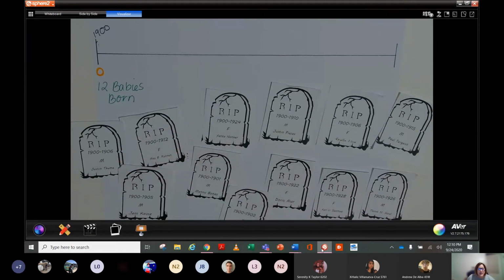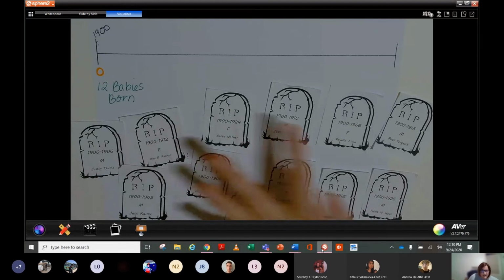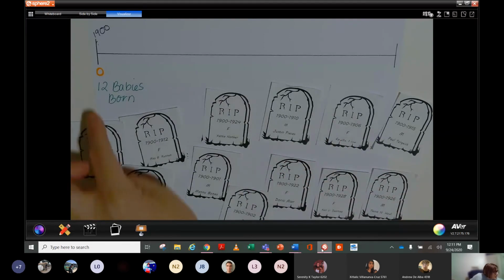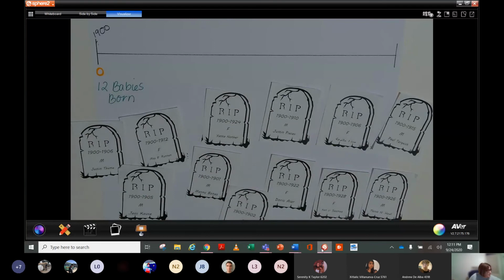So we go out to an old cemetery, and let's say I found 12 tombstones where everybody was born in 1900. So basically, according to this, in this area with these tombstones, there were 12 babies born. So that starting point, 1900. If you look, they were all born in 1900. There's 12 of them. That's our starting point.